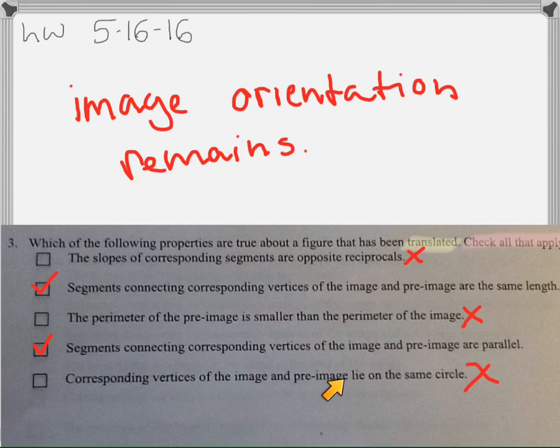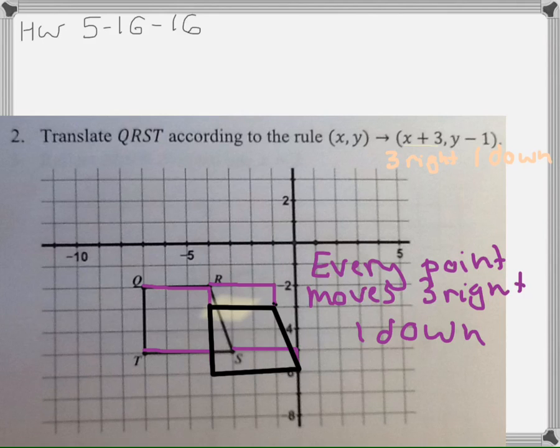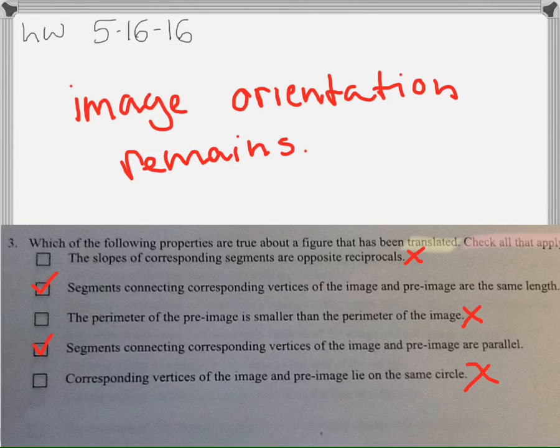Corresponding vertices of the image and pre-image lie on the same circle. This is not true of a translation because, given a central point, depending on the translation, for example here, the translation from Q to Q prime would not lie in the same circle, because they were not rotated from a central point. So that one is not true. So the second one and the fourth one are true, and 1, 3, and 5 are false.